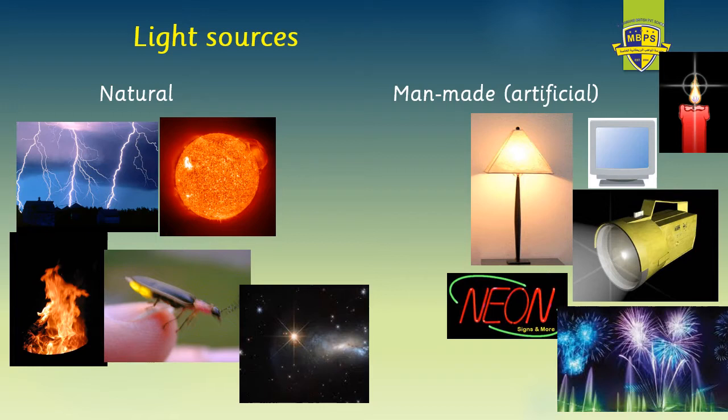So which are the natural light sources? The sun, the lightning, fire, fireflies, stars, and many more. And man-made are lamps, televisions, your mobile phones, fire, neon lights, fireworks, lamps. These are all man-made light sources.